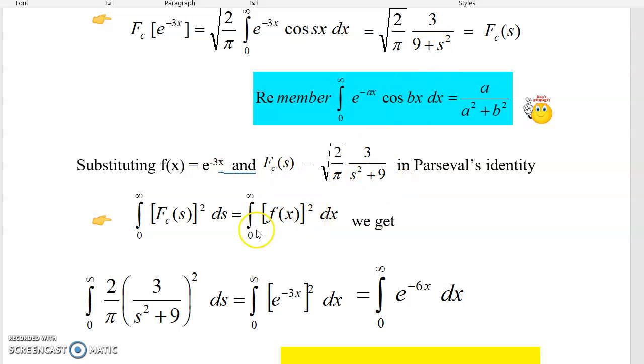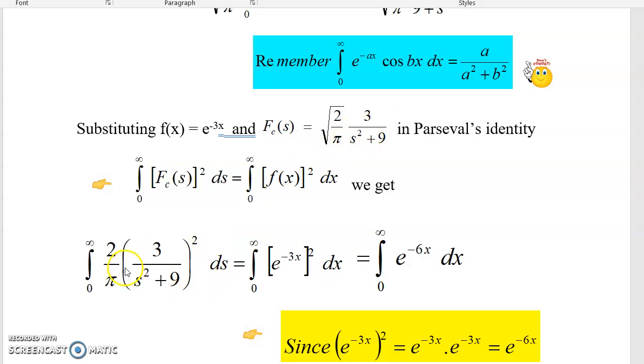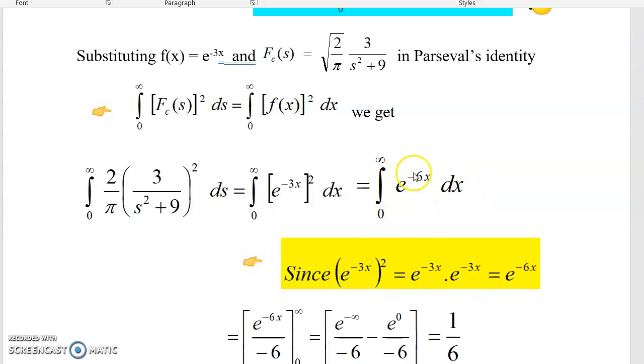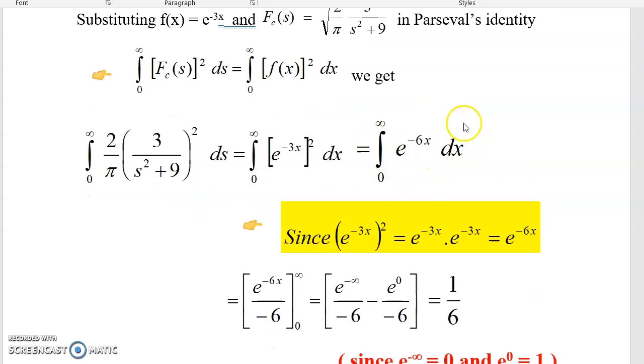These two we may have to substitute in the Parseval's identity. So as usual, let us do that. In the place of FC of s, substitute this answer. See here, FC of s square we have. So square this, and right side you have f of x square. So f of x is e power minus 3x, that you have to square. So e power minus 3x, when you square, you have e power minus 6x. See, like this I have explained here. E power minus 3x, the whole square is actually e power minus 3x into e power minus 3x, which is e power minus 6x. And this is a very simple integration which we can integrate and get the answer.